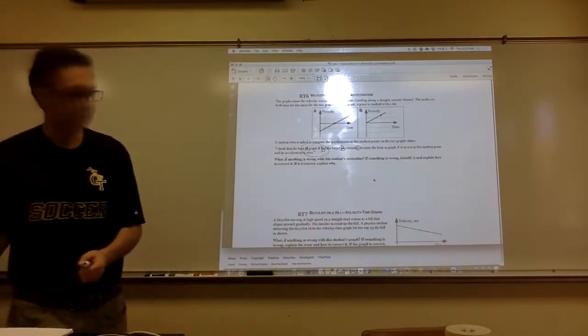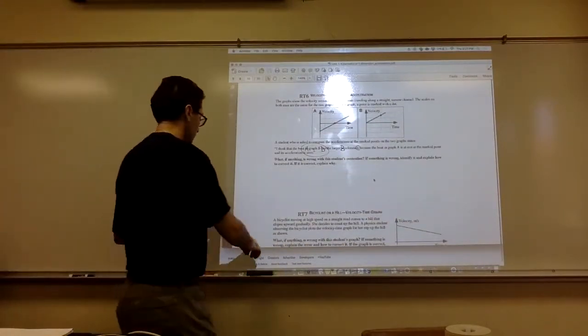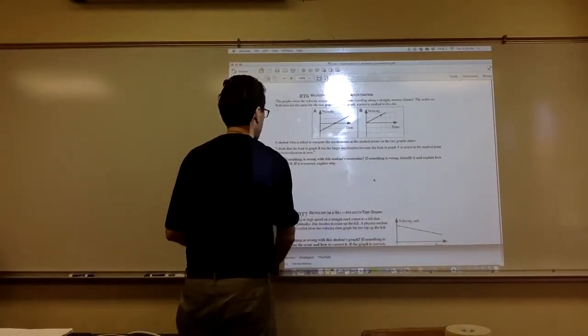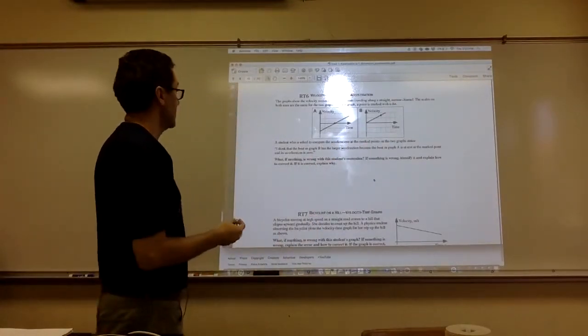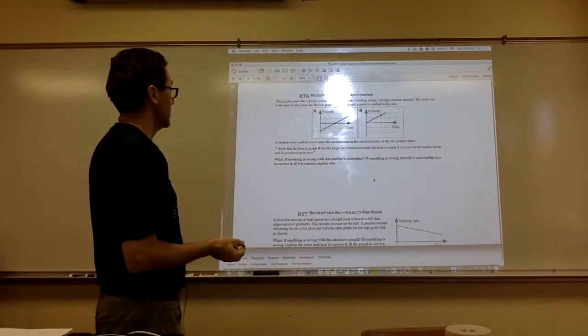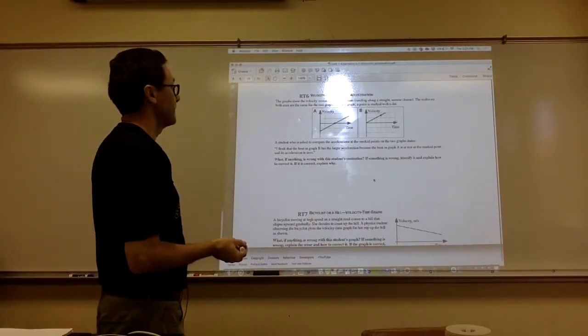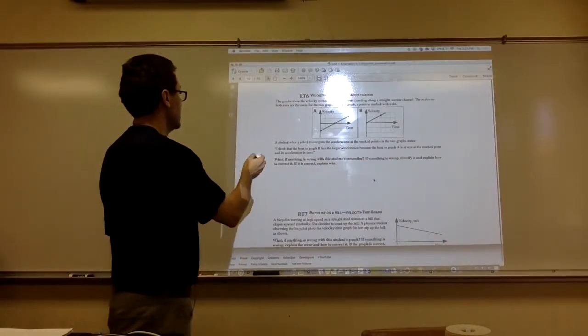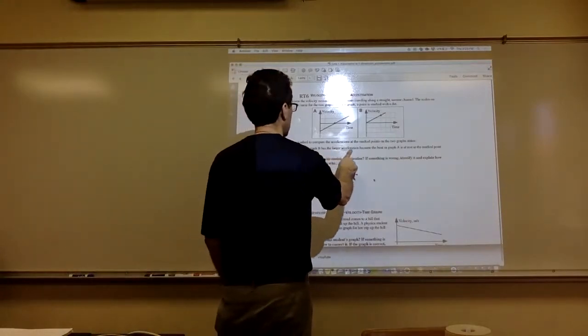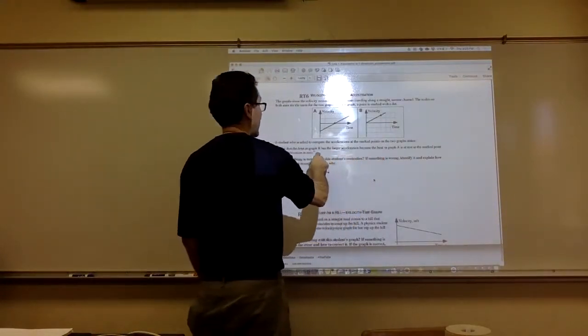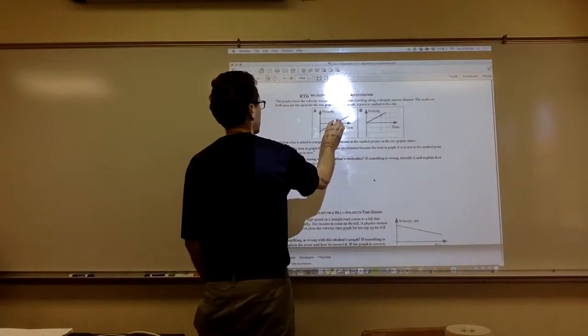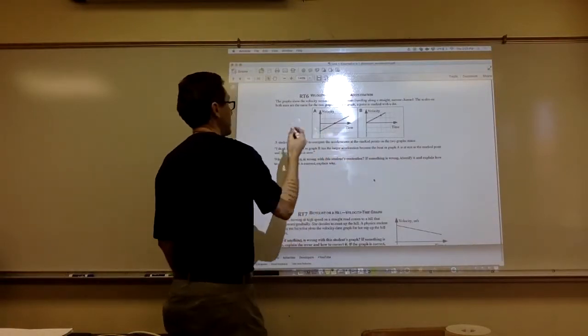Okay. Now we're going to do RT6. A student makes a statement that the acceleration is 0. I think that the button has the larger acceleration because the button is at rest. So it's saying that because the velocity here is 0, the acceleration is also 0.